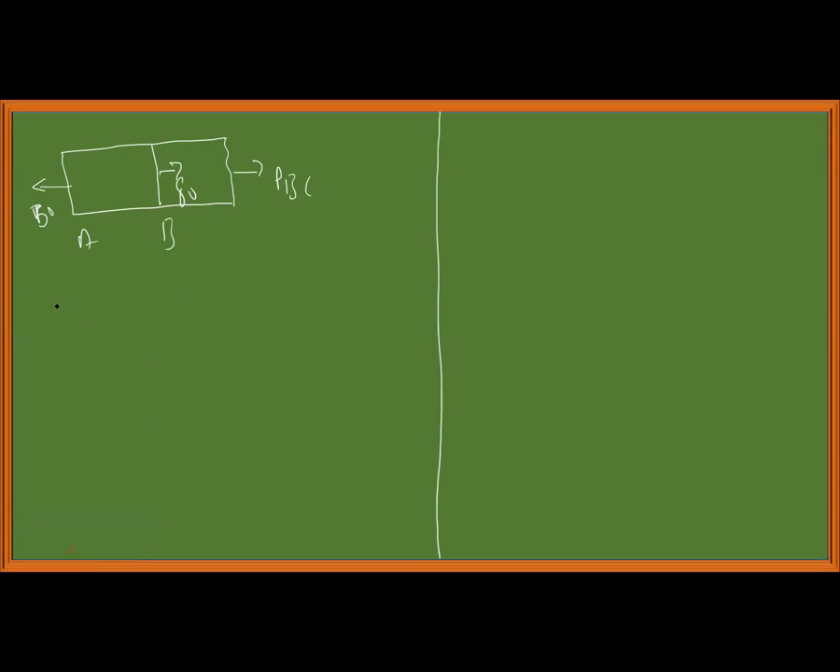According to the equilibrium equation, summation of forces in x direction is equal to 0. I can write minus 50 plus 80 plus P BC is equal to 0, or P BC is equal to 80 minus 50, 30, minus 30 kilonewton. P BC is equal to minus 30 kilonewton. Next segment.